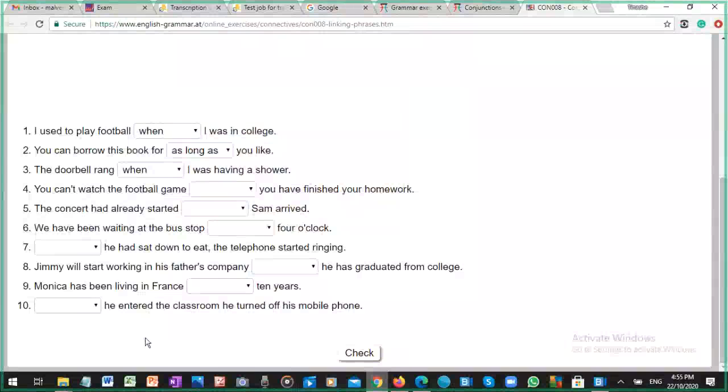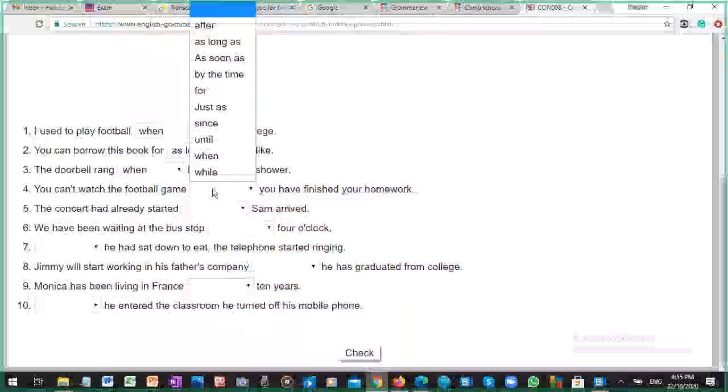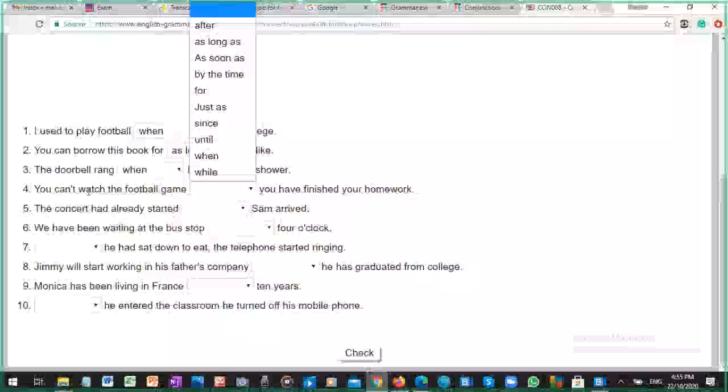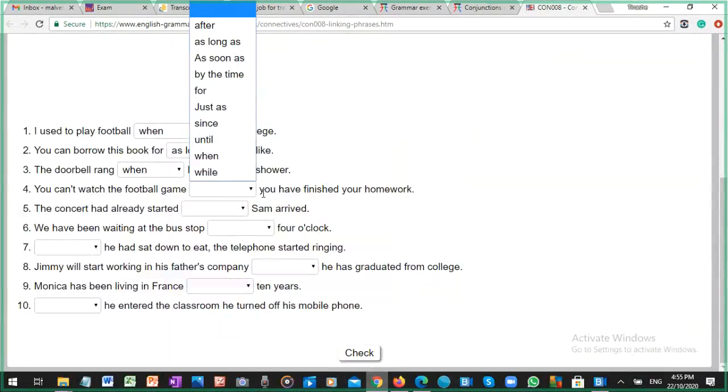All right. Then the next one. You can't watch the football game dash you finished your work. As long as you have finished your homework. Okay, so if this was, you can watch the football game, right? Then you would say as long as you have finished the homework.